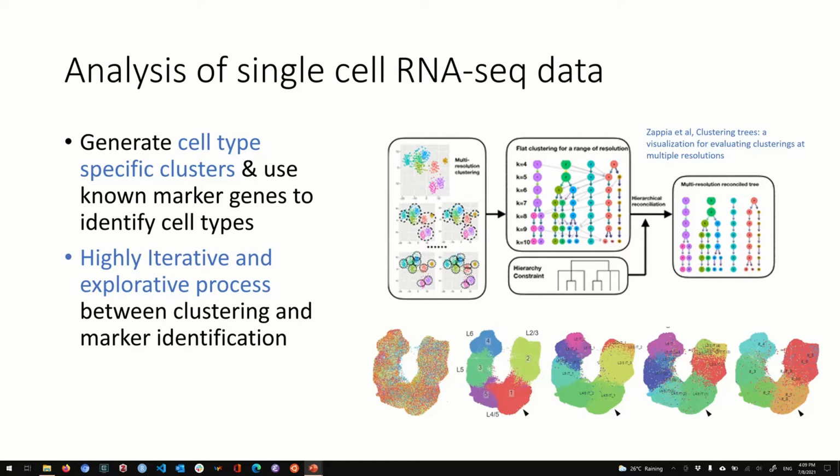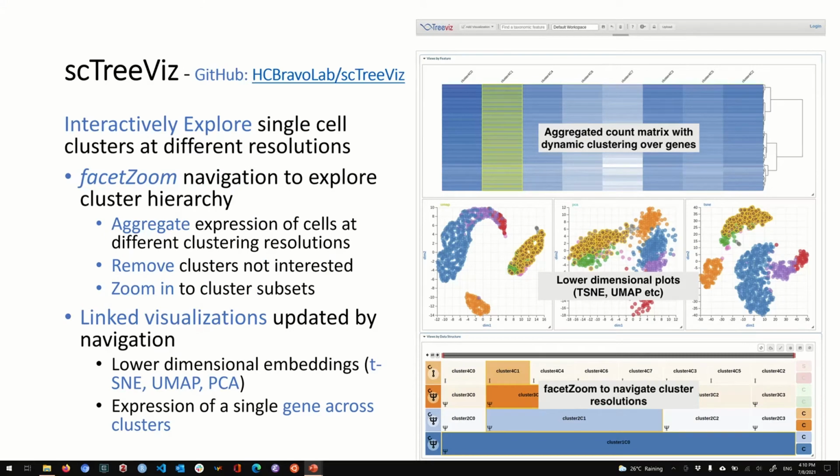Usually, the analyst performs this analysis several times, trying out different resolutions if they're using graph-based approaches, or different values of K if they're using k-means based approaches, to finally get a good set of clusters to use. We find this step in the analysis to be a highly iterative and explorative process, and we think this is where single-cell TreeVis can help. SC TreeVis is an interactive exploratory tool for visual analysis of single-cell clusters at different resolutions.